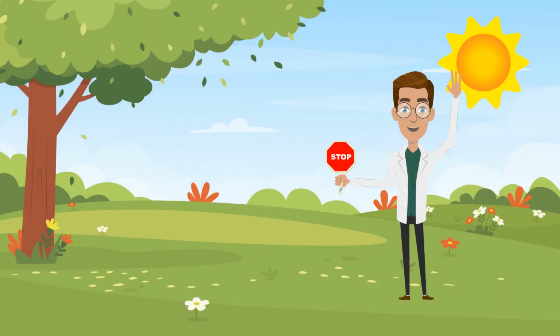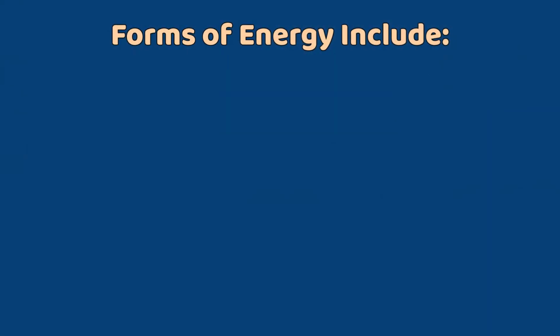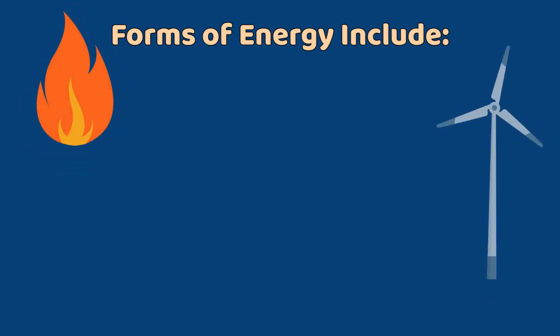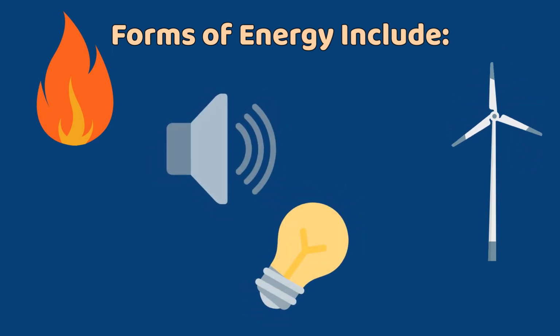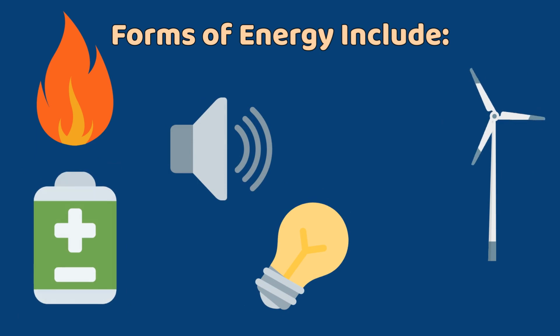Pause the video now and see if you can come up with any examples of where you might find energy in your life and what type of energy it might be. Write them down because you will have more chances to come up with examples throughout the video after we explore energy a little bit more. Firstly, here are the different forms of energy we will be exploring today: heat energy, kinetic energy, light energy, sound energy, potential energy, and electrical energy.